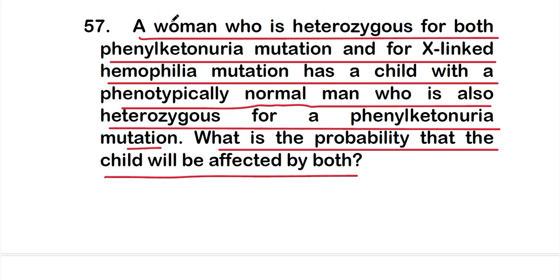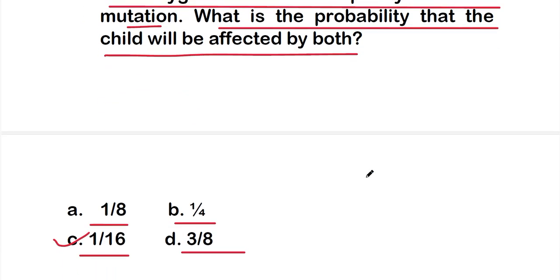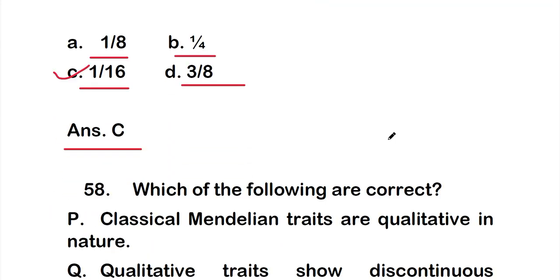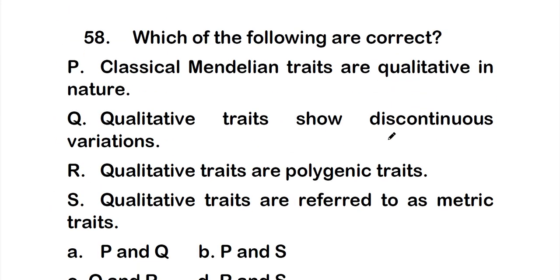So a woman who is heterozygous for both phenylketonuria mutation and for X-linked hemophilia mutation has a child with a phenotypically normal man who is also heterozygous for a phenylketonuria mutation. What is the probability that the child will be affected by both? The correct option is 1 by 16. Okay, so let's move on to question number 58.